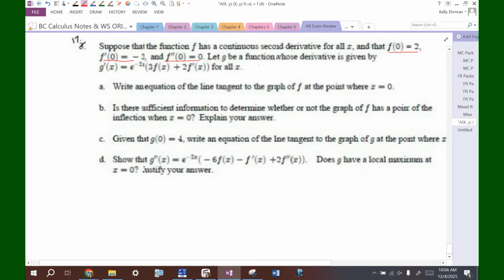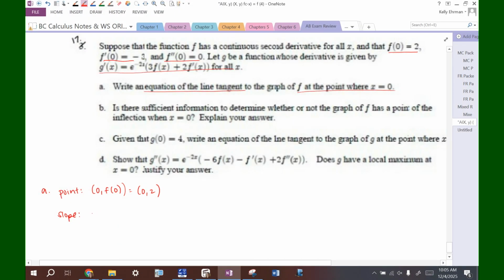Let g be the function whose derivative is given by this for all x. Write an equation of the tangent line to the graph of f at the point where x equals 0. All right, what do I need for a tangent line? I need a point and a slope. The point is when x equals 0, I need f of 0, and they've given me that. So the point is (0, 2).